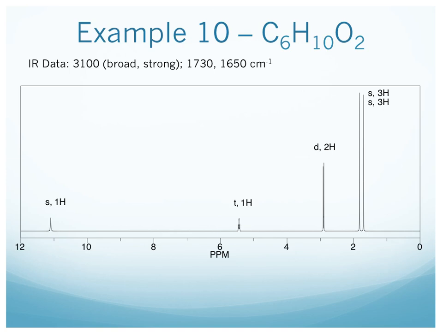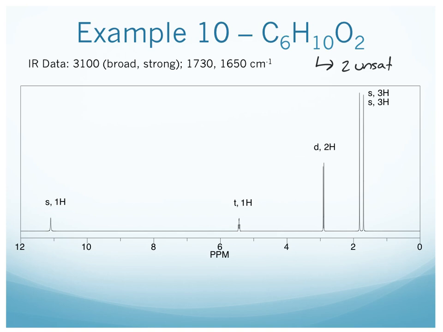Okay, example 10, C6H10O2. First step, as always, get your unsaturations. There are 2 we have to take care of. Okay, you get some IR data. You could probably do this without it, but it's there to help you.